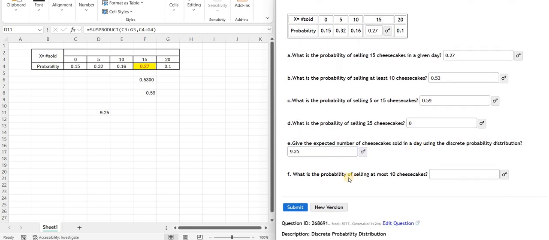And then what is the probability of selling at most 10 cheesecakes? So at most 10 cheesecakes, that means 10 or less. That is the probability of 10 plus the probability of 5 plus the probability of 0. And that goes like that. So probability of 10 plus the probability of 5 plus the probability of 0.